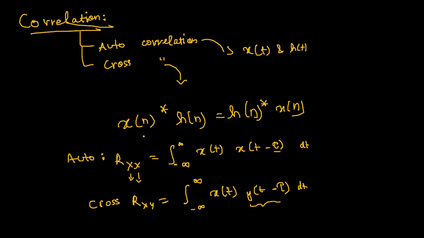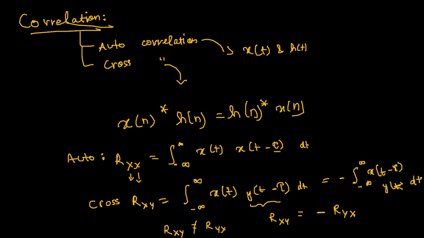So what I was saying is that x of n convolution with h of n was equal to h of n convolution with x of n, but the same doesn't apply to correlation, because here r of xy is not equal to r of yx. R of xy is actually equal to minus r of yx. So this r of xy that we got will be equal to minus integration from minus infinity to infinity of x of t minus tau y of t dt.